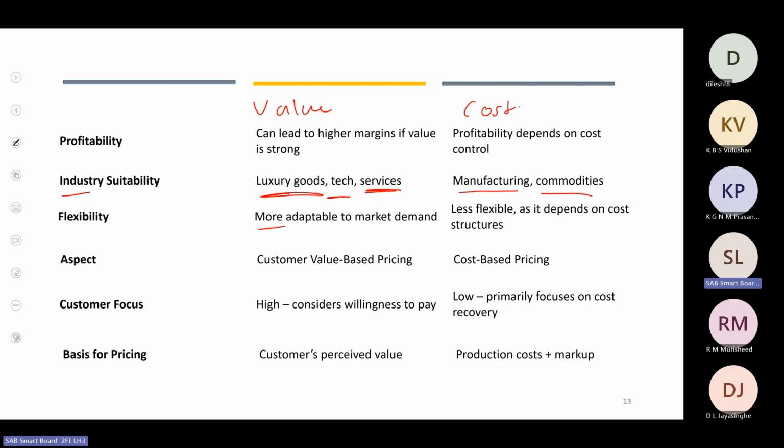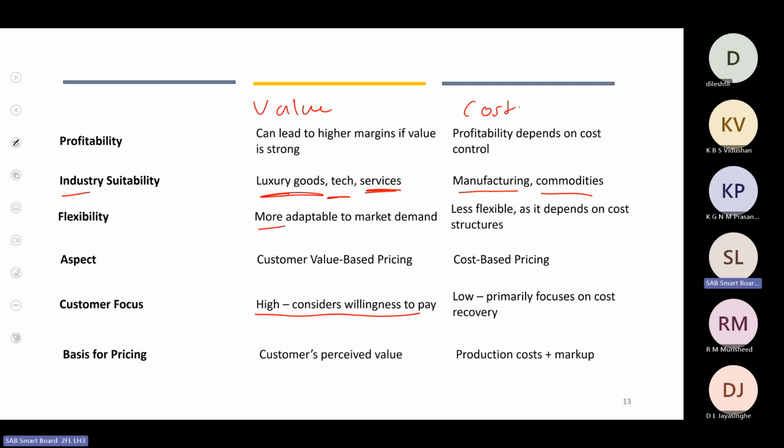Flexibility: value-based is more adaptable to market demand, while cost-based is less flexible as it depends on the cost. If cost is high, the price also will go high in cost-based pricing. Otherwise, we will incur losses and won't be able to earn profits. So this is value-based, cost-based. Then willingness to pay: high in value-based.